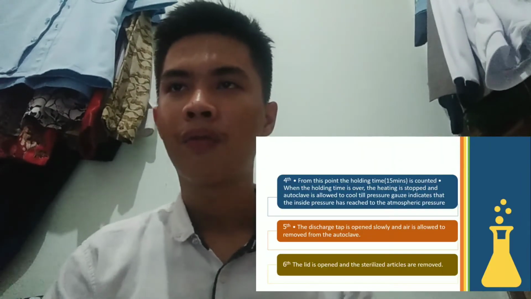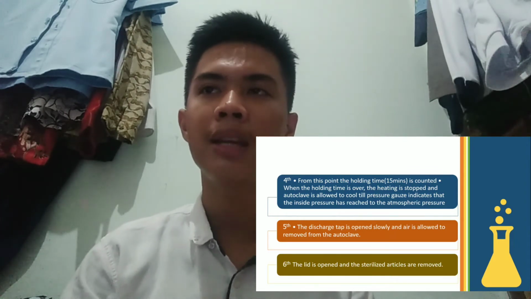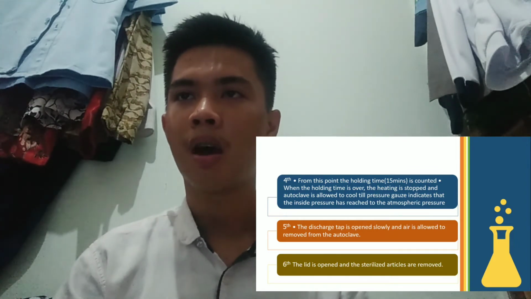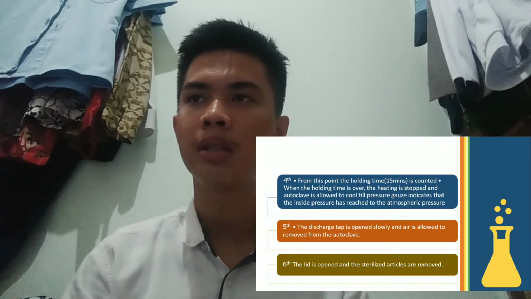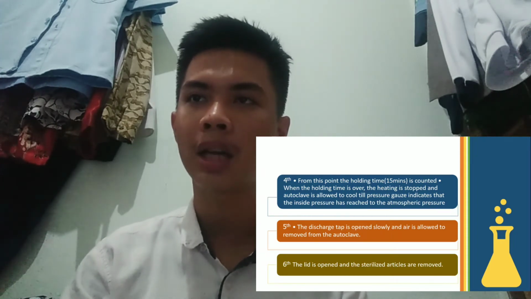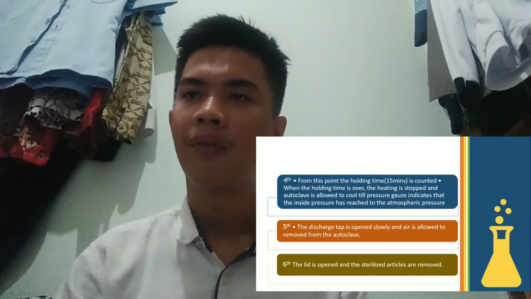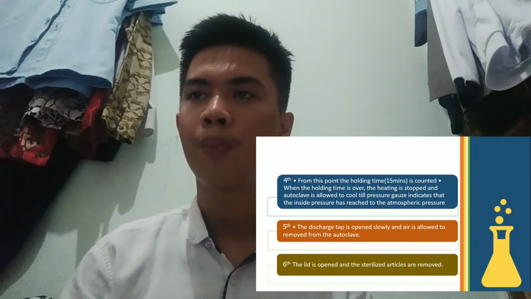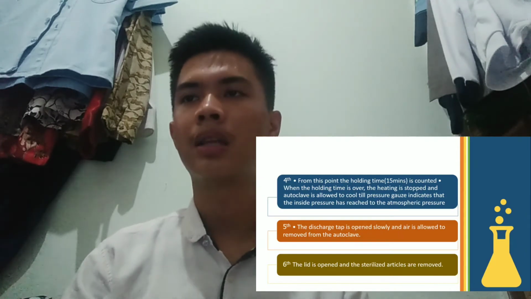Next, 4th step. From this point, the holding time of 15 minutes or 40 minutes is counted. When the holding time is over, the heating is stopped and the autoclave is allowed to cool till the pressure gauge indicates that the inside pressure has reached atmospheric pressure. 5th, the discharge tap is opened slowly and air is allowed to be removed from the autoclave. Last, the lid is opened and the sterilized articles are removed.